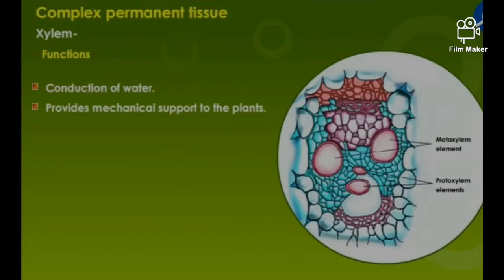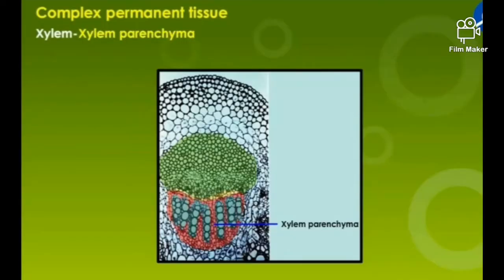Xylem parenchyma. Parenchymatous cells present in the xylem are called xylem parenchyma. They are living, thin-walled and abundant in protoplasm. Functions. Storage of food, conduction of water, provides mechanical support.